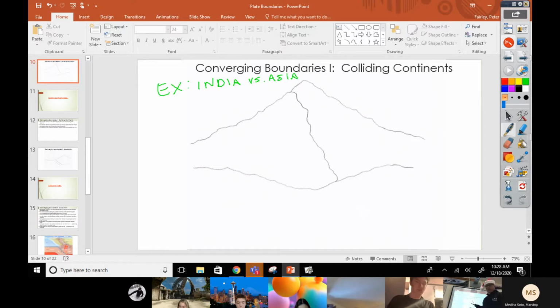At any rate, the Himalaya Mountains, the tallest mountains in the world, were formed by India colliding with Asia. Really good example of this first type of converging boundary. And the feature that's formed here is this folded mountain range where the land is crumpled up. And then the process that occurs here is mountain formation, specifically mountain folding. That would be different than this example that we had for our mountains.